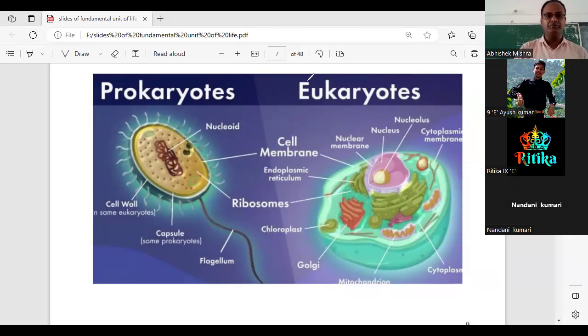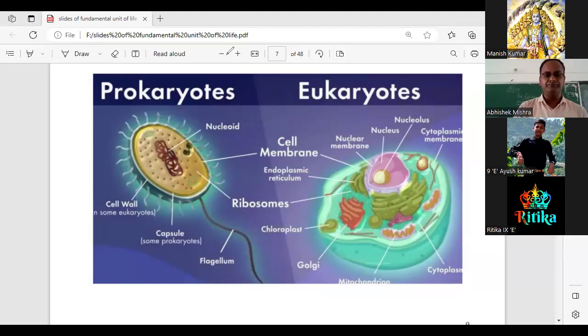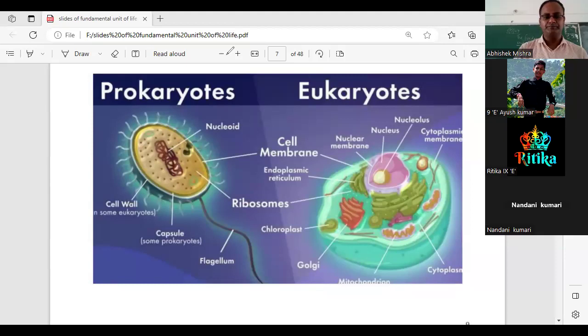Next, apart from this difference, let me ask some of the other students. Okay, Shamli, unmute yourself. I've given you the option. Shamli, from the two differences which Ritika and Ayush have shared, apart from these two, any other difference between prokaryotic and eukaryotic cells?